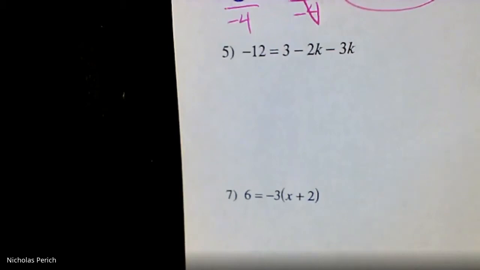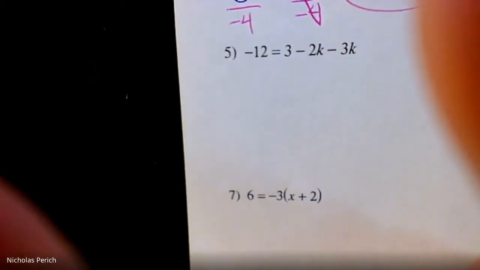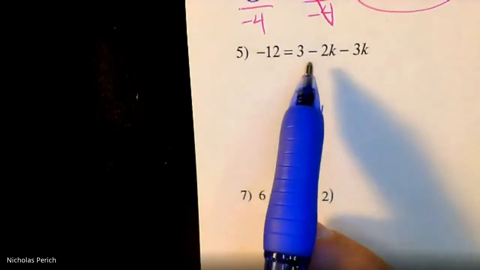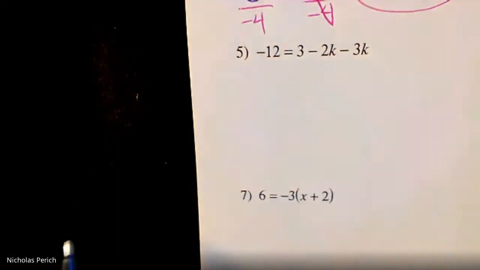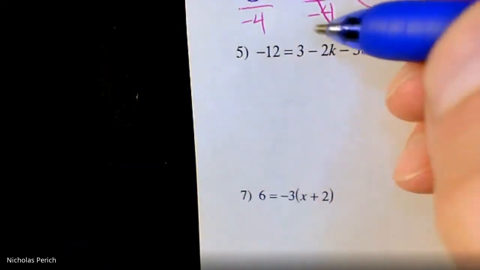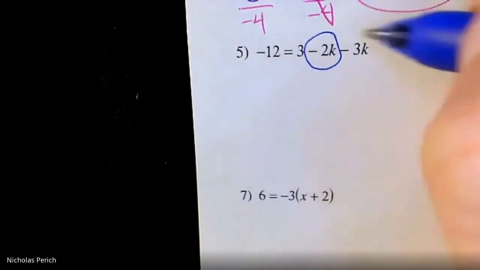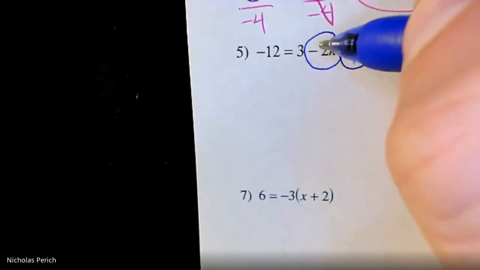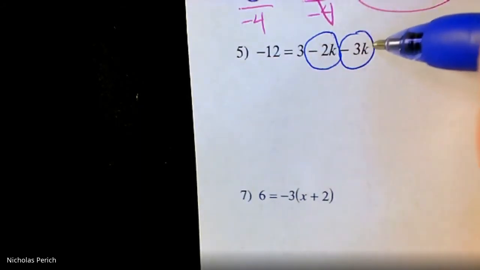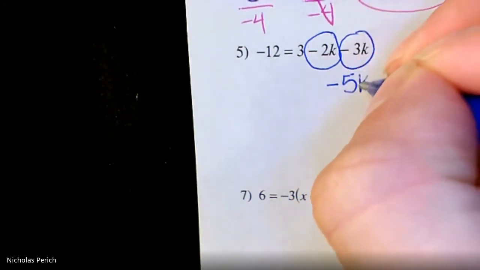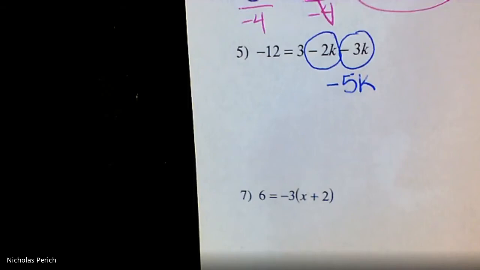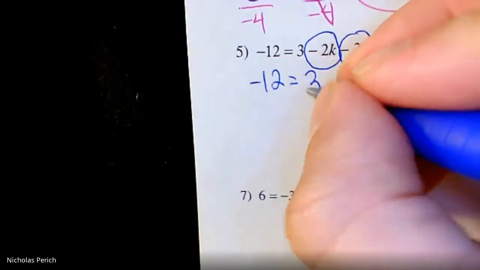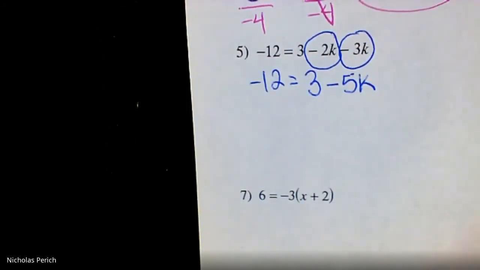Problem 5. I have negative 12 equals 3 minus 2k minus 3k. What do I do first? Well, negative 2k is right next to negative 3k, which means I can combine them. If I owe, and this is real life, kids, if I owe somebody 2 kangaroos and I owe somebody else 3 kangaroos, well, by golly, don't I owe people 5 kangaroos? You do. Negative 12 lives on the left. Equals is still there. 3 is still there. And then I have minus 5k.